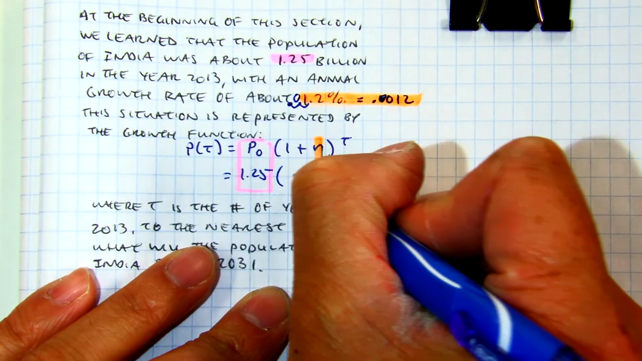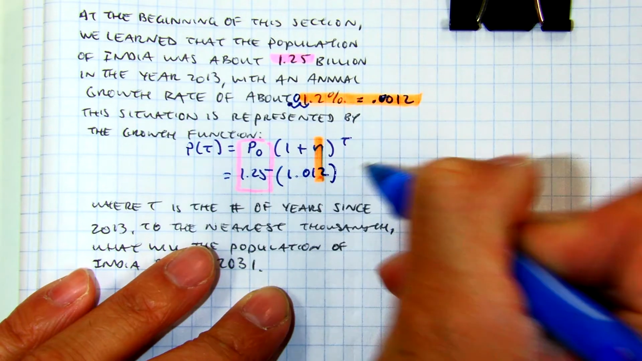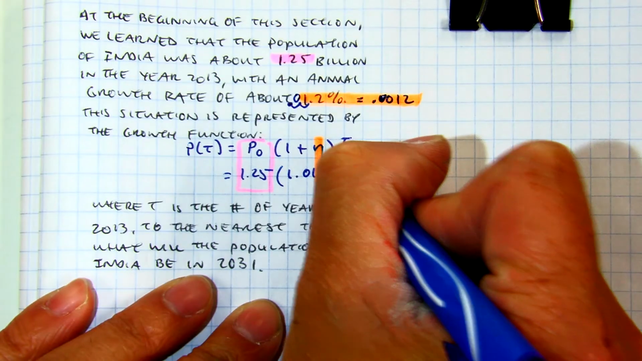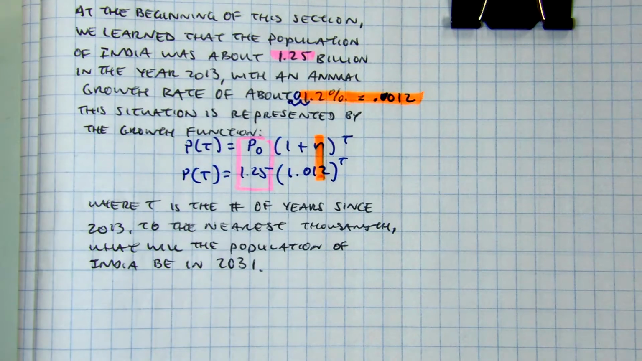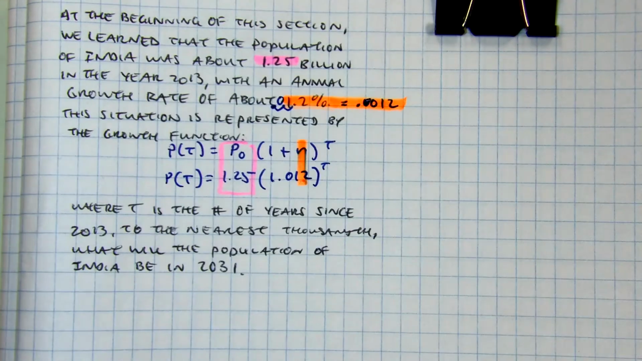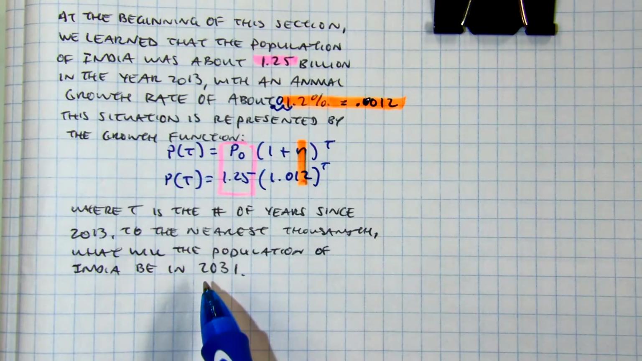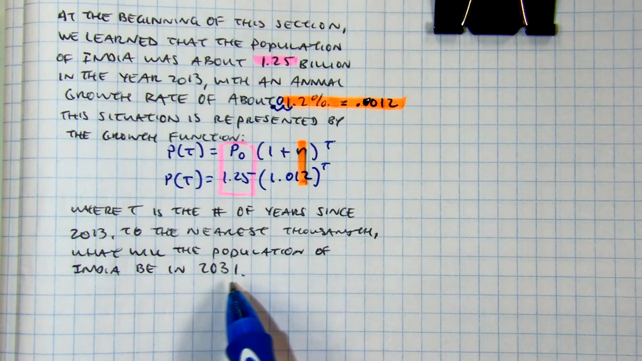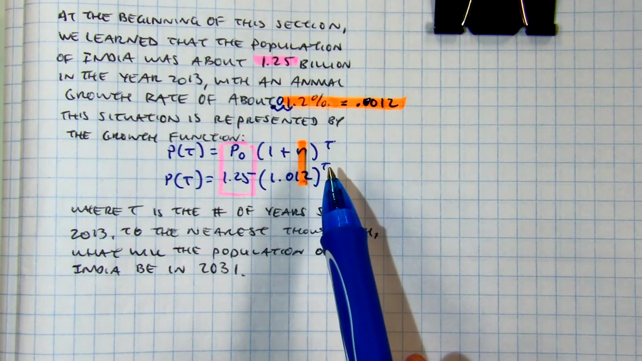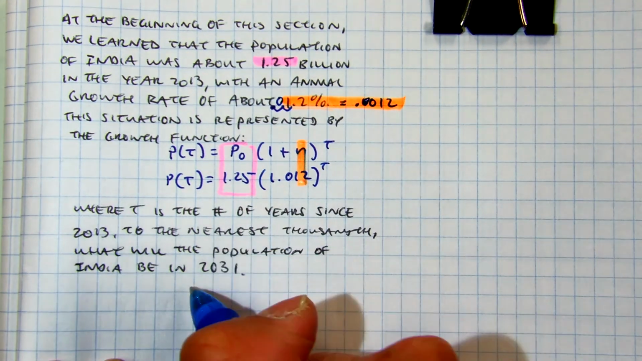So, 1.012 to the t power. So the population will be a function of time. Now, time, they're asking me for the time in 2031. Class, do you think I should put in 2031? Yes. Subtracted by what number?